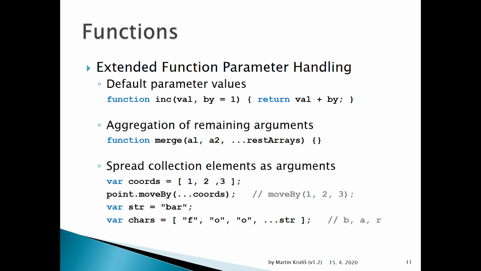There were also some changes in function argument handling. First one is that we have these new default parameter values. So each argument of the function can be provided with a default value. Of course, these defaults have to be shifted to the right, so it's obvious which values have defaults and which not. In this case, the inc function can be called with one argument or possibly two arguments.